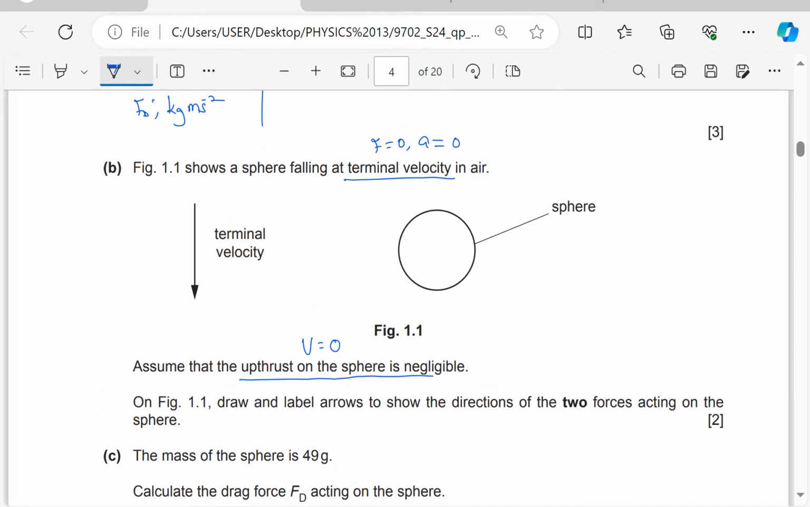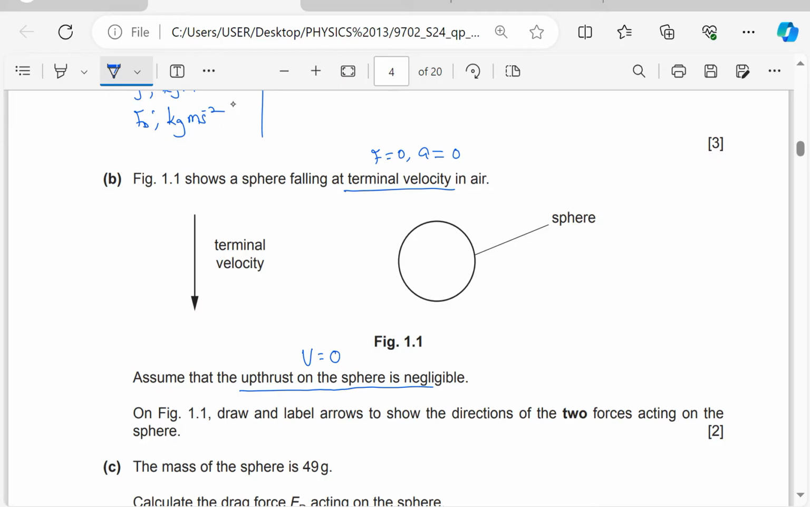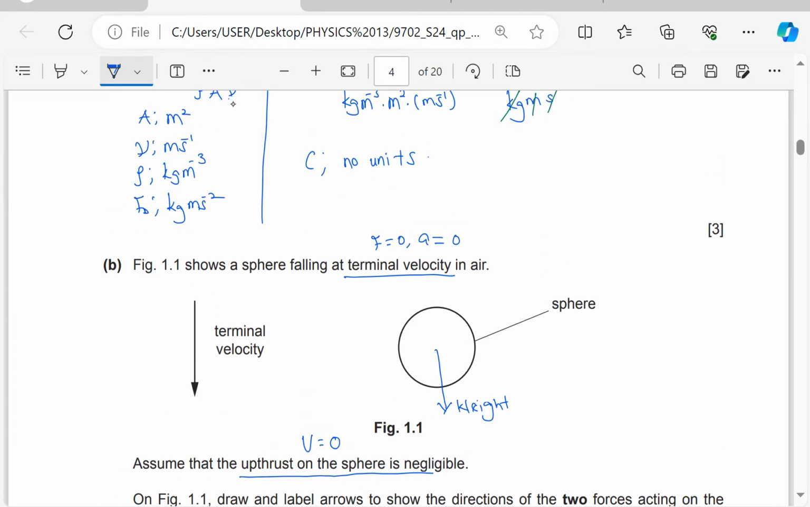So since the upthrust is already negligible, I'll only put the weight, which acts vertically downwards, and I'll put the drag force. Because the upthrust has been considered negligible, I'll just consider the drag force, which is the force due to air resistance. So I'll put here the drag force.